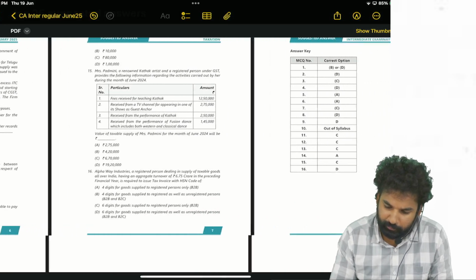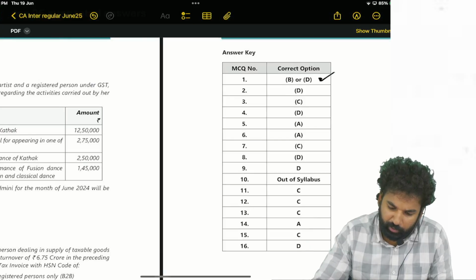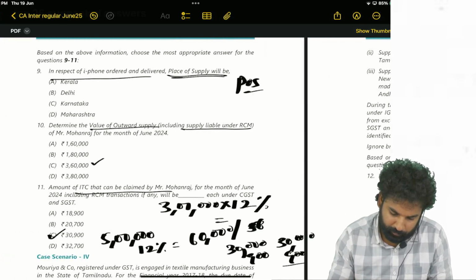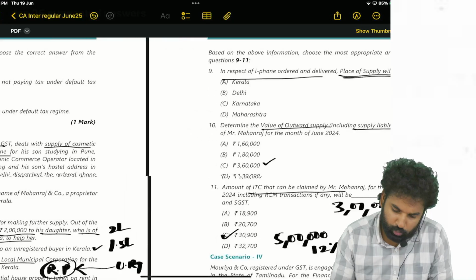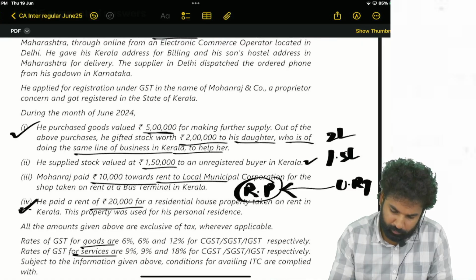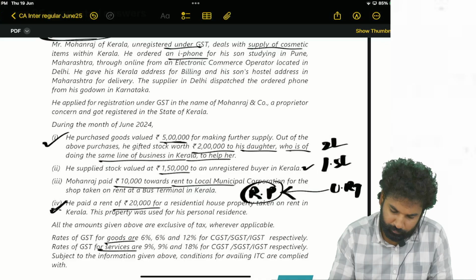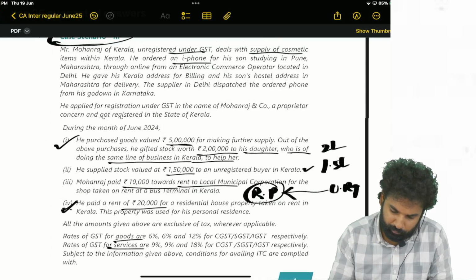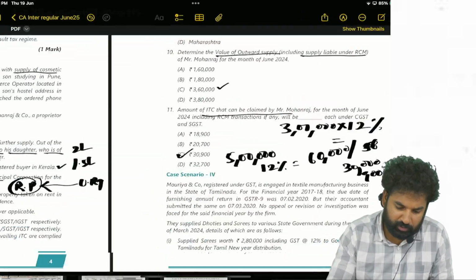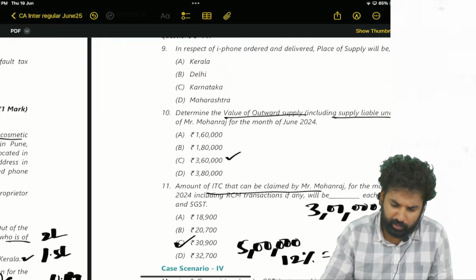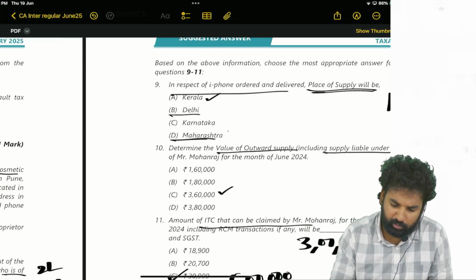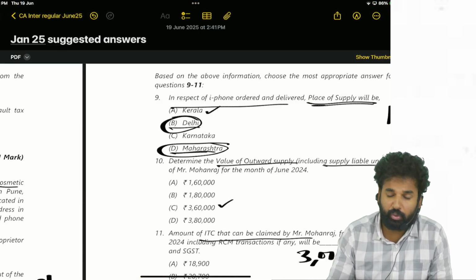What is there? So either B or D is correct. D, C answers. We'll see. D. Okay. First case, what is the answer you told? Kerala, right? Is telling B or D? Why is it B or D? You told what? Kerala, no?